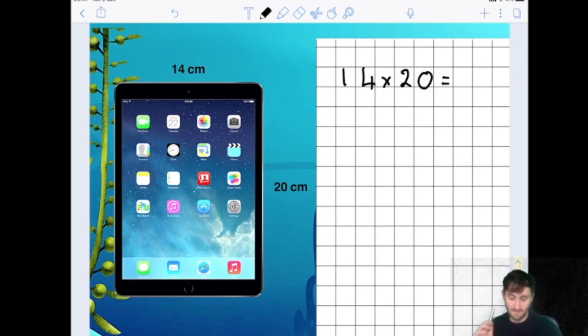So I'm going to let you pause it now, guys, and see if you can work out a method in which you might be able to work this out. And then I can go through it and see if we get the right answer. Okay, pause.